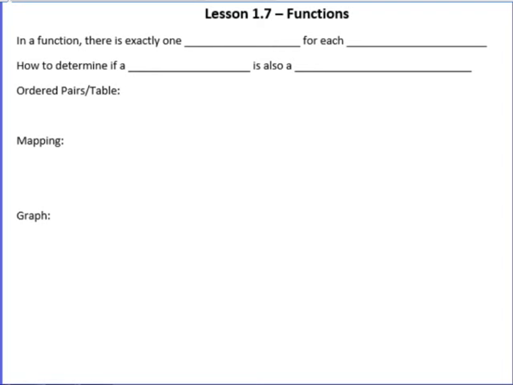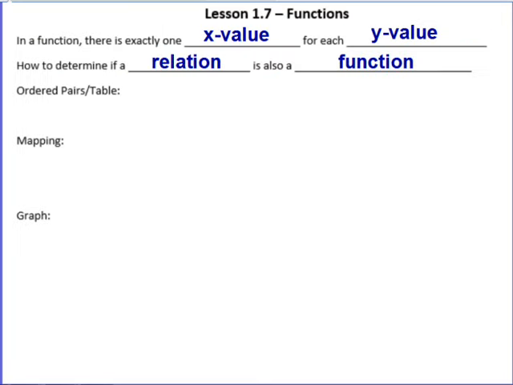Okay, in lesson 1.6 we looked at relations. Now we're going to look at a special kind of relation called a function. In a function there can only be one y value for each x value. In other words, what does that mean? The x values can't repeat. We can't have 4 as an x value twice with two different y values. That makes it not a function.